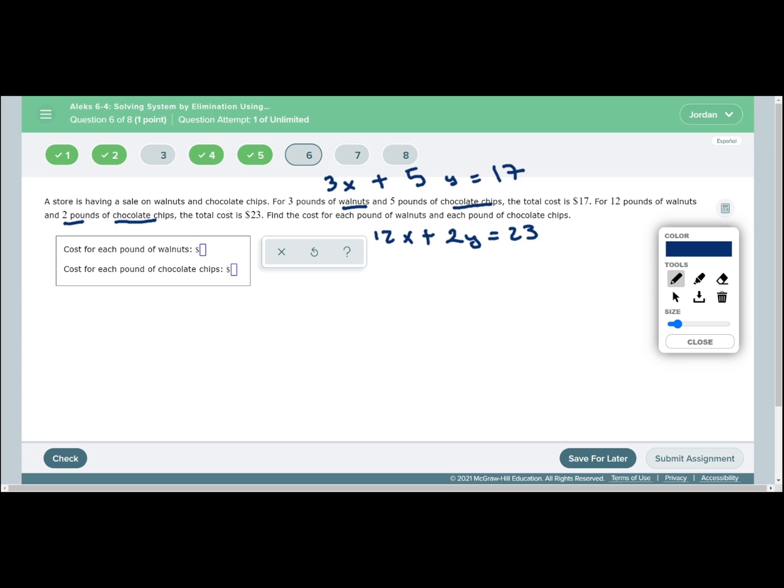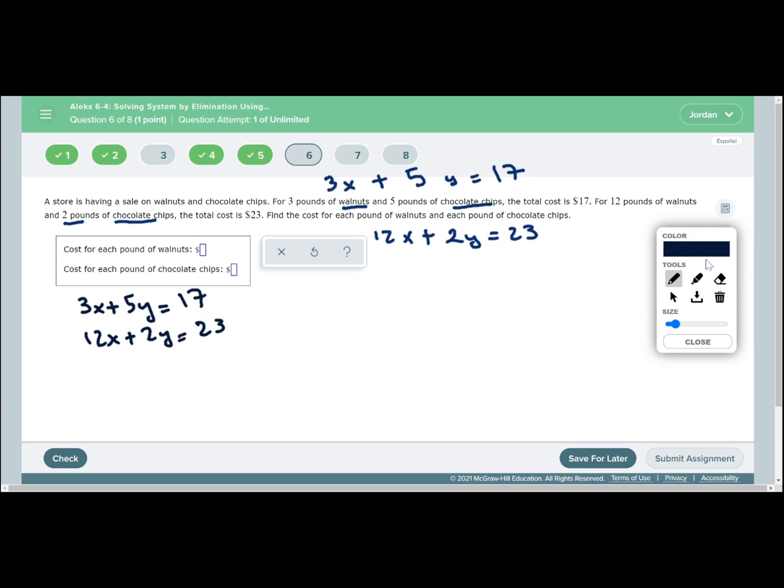That's it. It's straightforward. 3 pounds is 3x, 5 pounds is 5y, the total cost is 17. It flows nicely into the equation. So now what we have to do is put them together and solve for either x or y. 3x plus 5y equals 17 and 12x plus 2y equals 23.